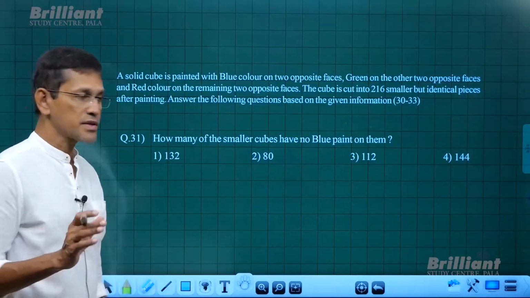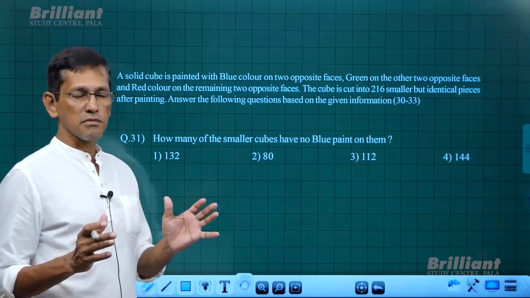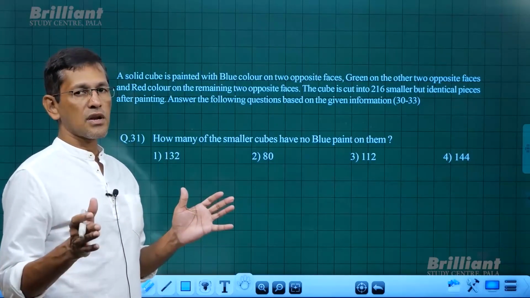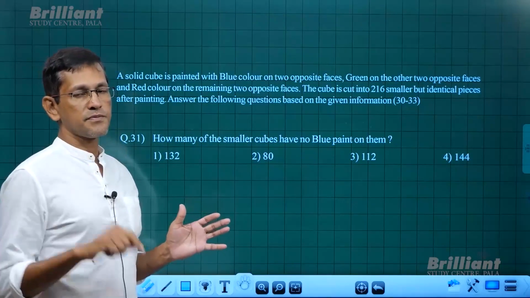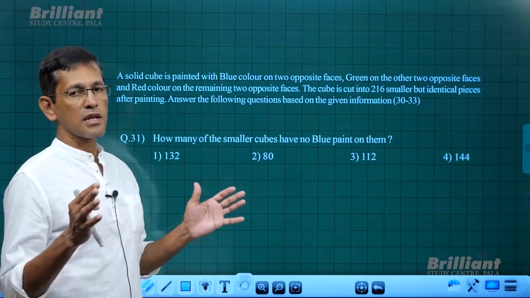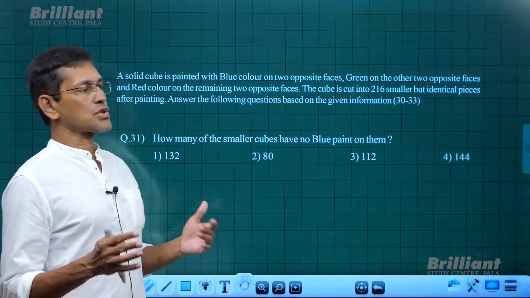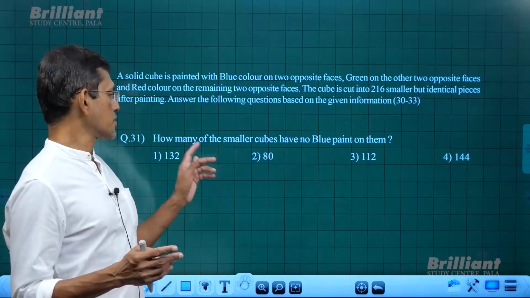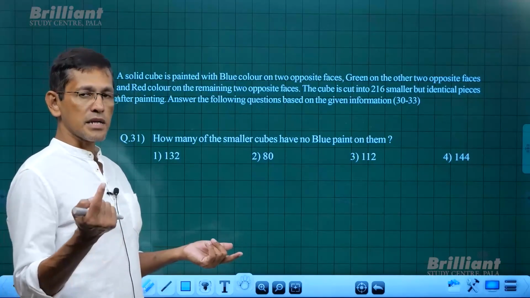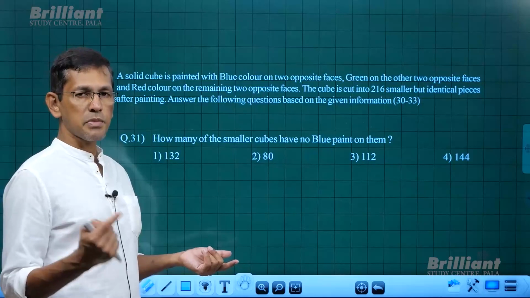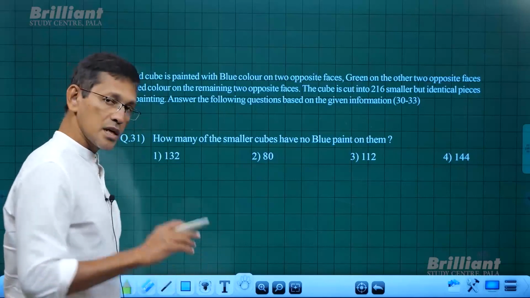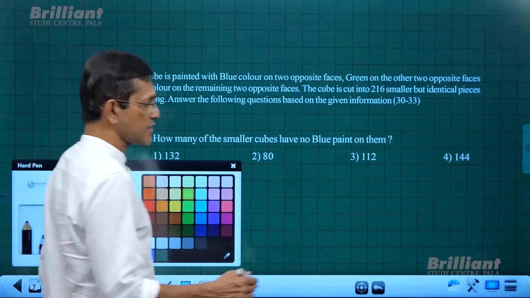First of all, the best way to get the answer is to find how many of the smaller cubes have blue paint on them. Blue paint is on 2 opposite faces, right? On one face, there are 36 cubes because it's 6 into 6, and on the opposite side we have 36 as well. So 36 plus 36, 72. So 72 cubes have blue paint. The question is how many of the smaller cubes have no blue paint? So total 216 minus 72, what you get is 144. So 144 cubes don't have blue color.